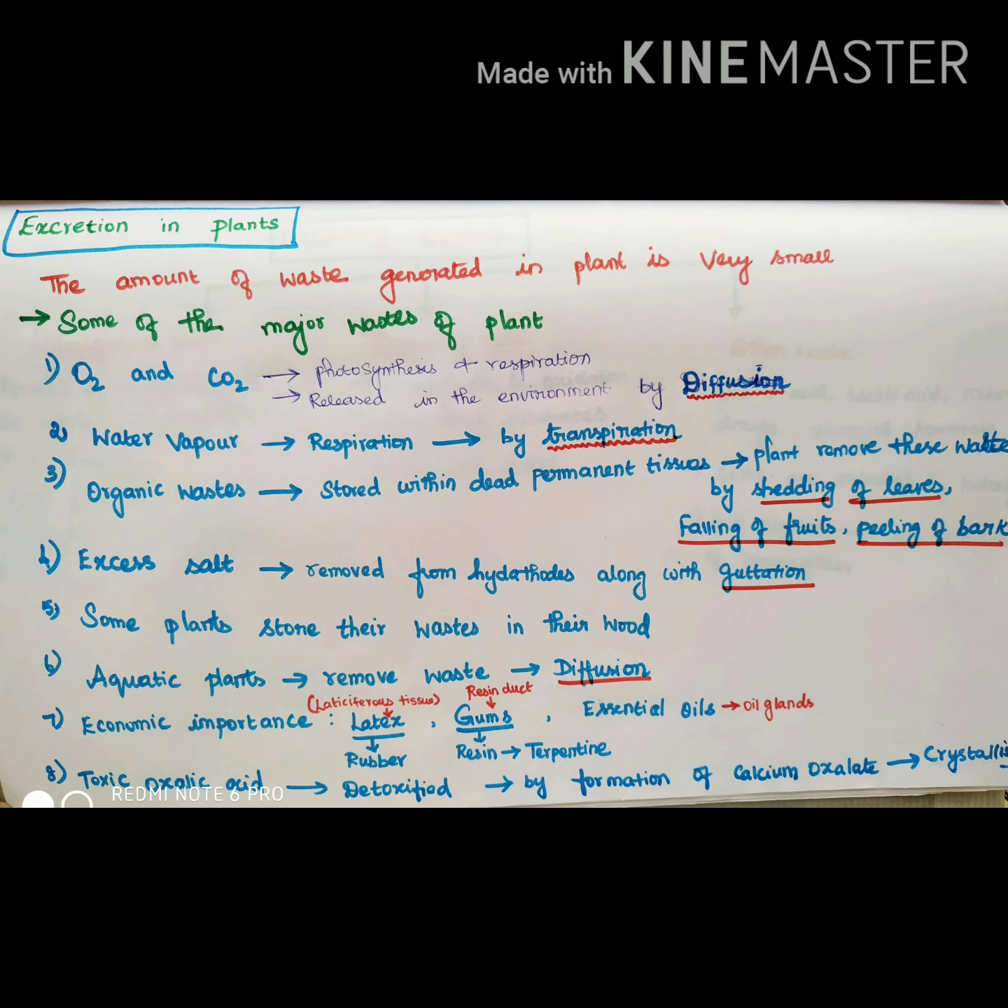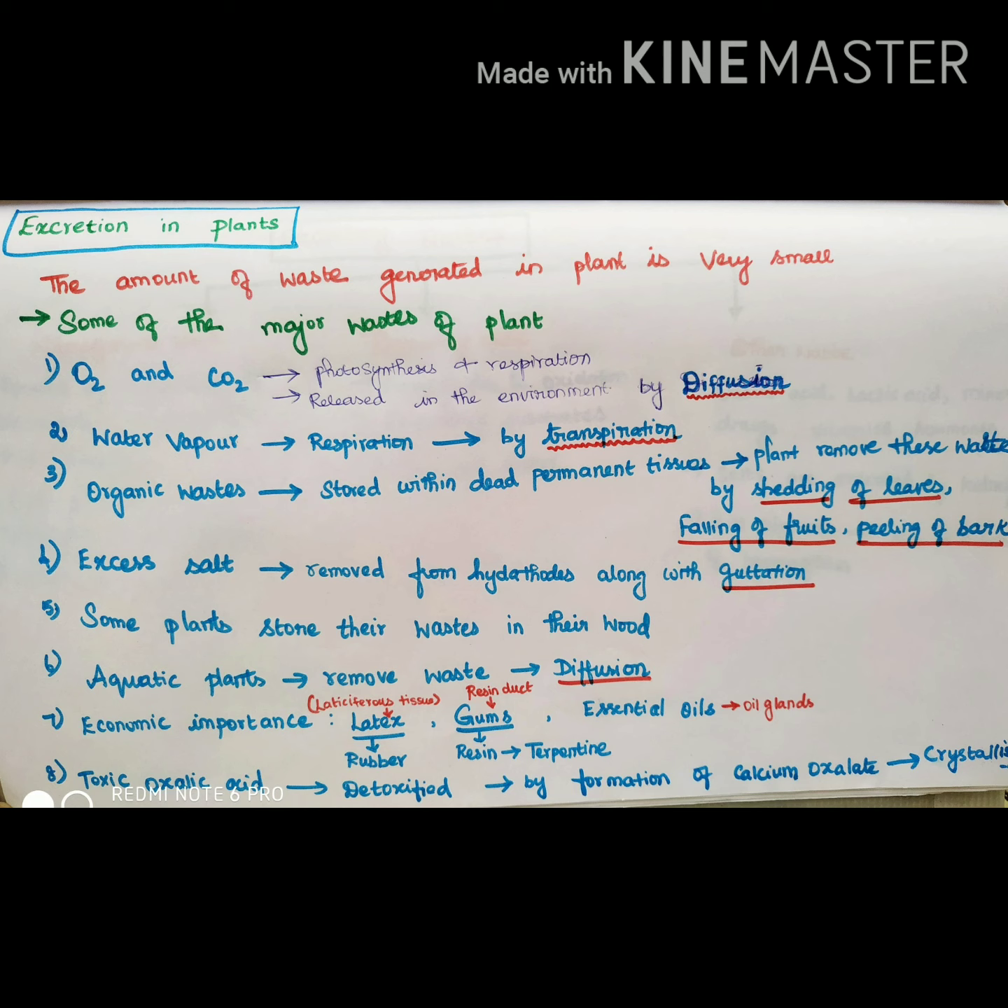Okay, so again, how does excretion take place in plants? Number 1, the major waste products are oxygen and carbon dioxide. Number 2, water vapor. Number 3, organic waste. And number 4, excess salt by guttation. And number 5, some plants store their waste in the wood itself. In some plants it is stored in dead tissue, which makes the tree shed its leaves and so on. But in some plants it may be stored in the dry wood also.